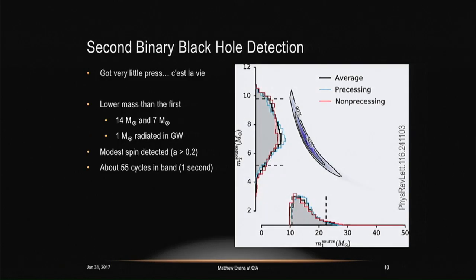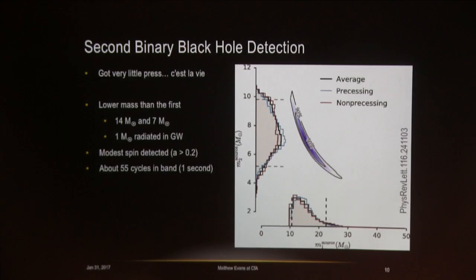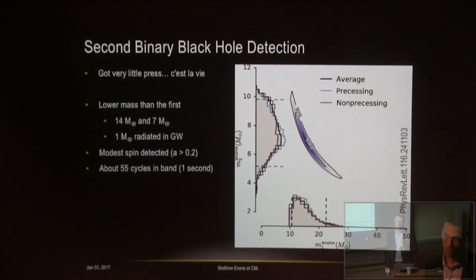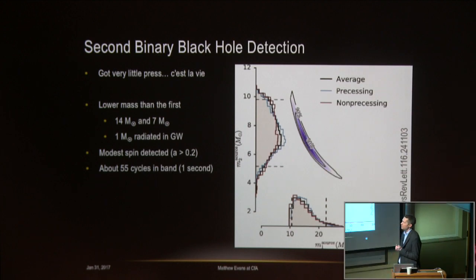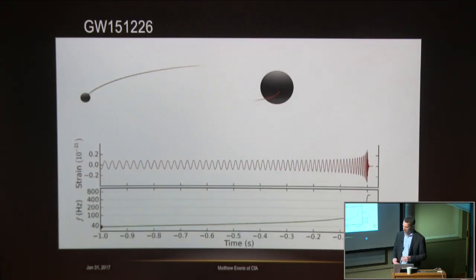The second high significance event we had was somewhat different. The masses involved were smaller, 14 solar masses and 7 solar masses, and about 1 solar mass of energy was radiated away. Here we have one of the two black holes with a measurable spin. That is a spin which is distinguishable from 0. So it had a minimum of 0.2. The reason we can make some statement about that is because this lower mass system has many more cycles in the band of our detector. It looks something like this.